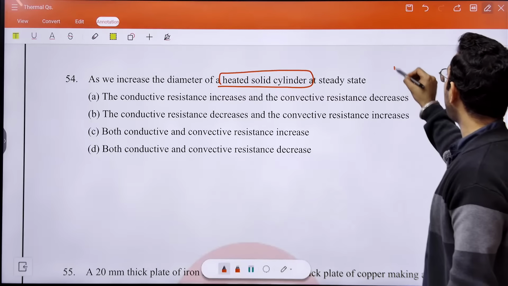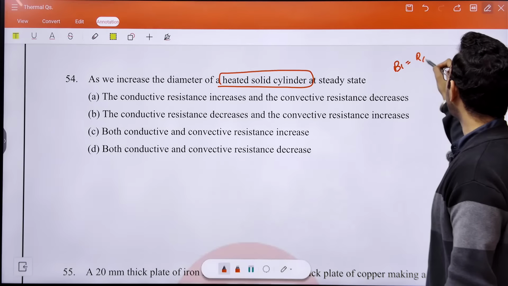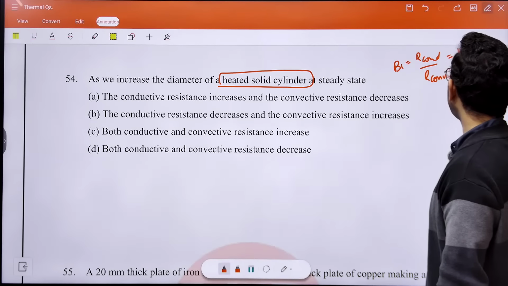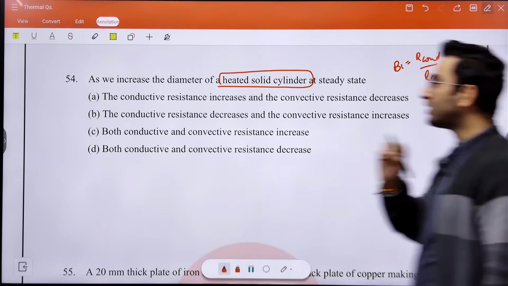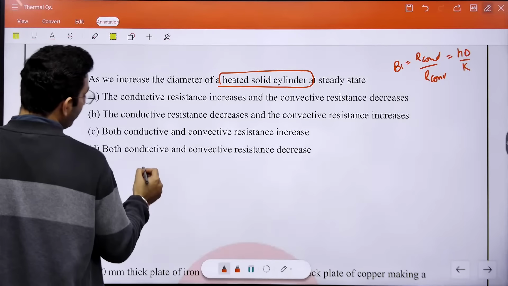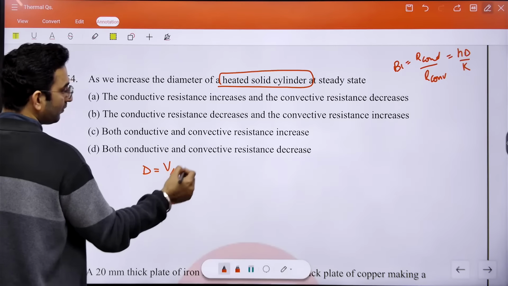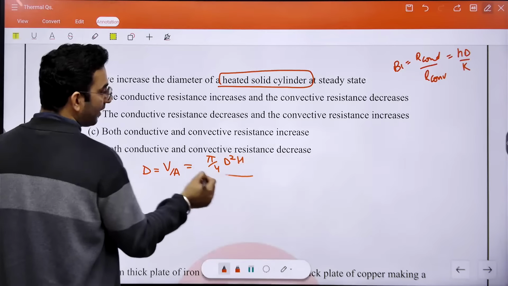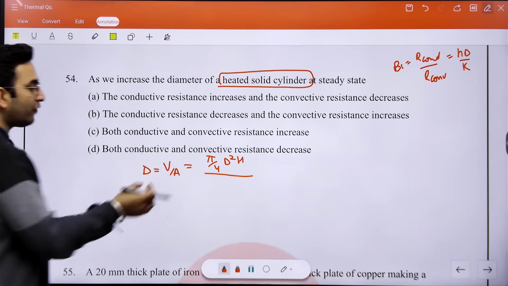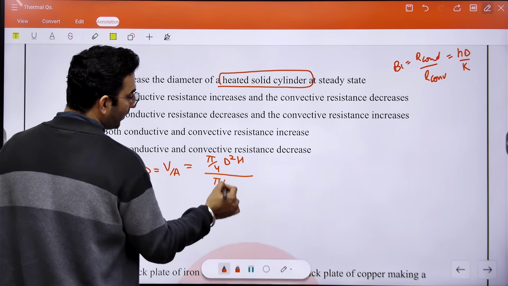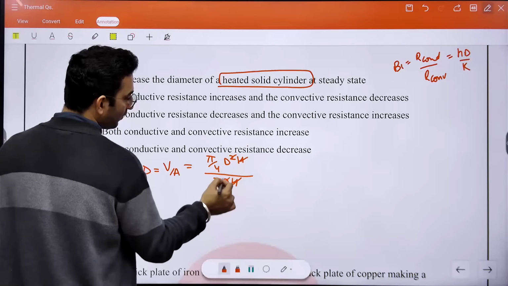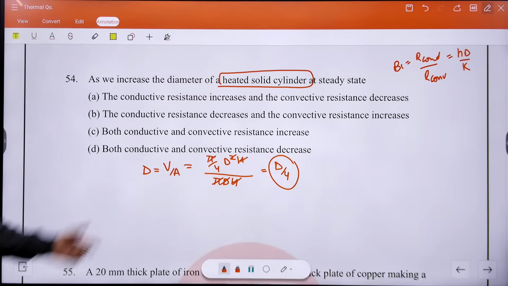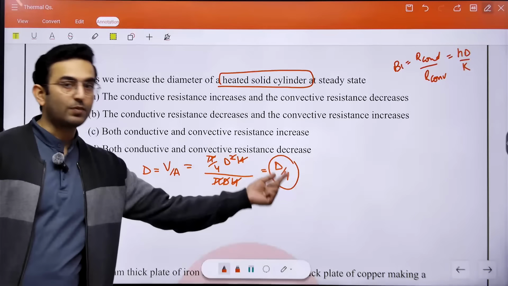In this case, the Biot number is defined as the ratio of conduction resistance to convection resistance, which can further be written as hD by k. That is the formula. Now, what is D? D represents the ratio of volume by area. The volume of the cylinder is pi by 4 d square h. The lateral surface area is pi d h. So the characteristic dimension is equal to diameter upon 4.